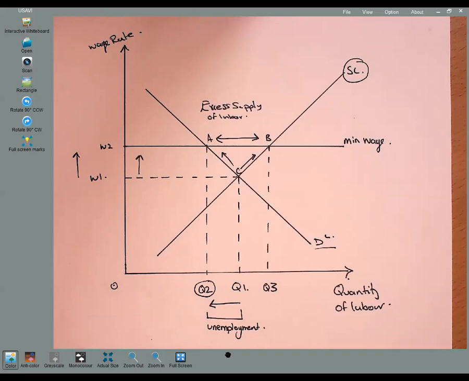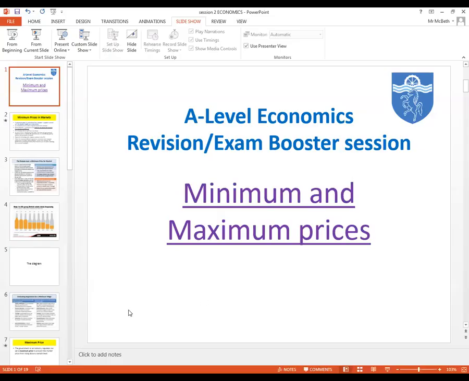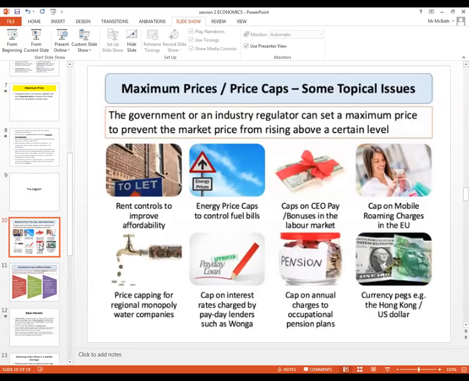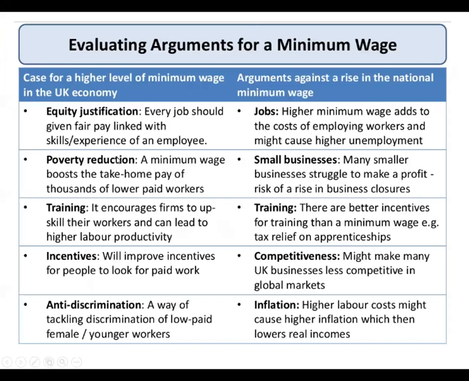So back again to my presentation. Some examples then of, or looking at, evaluating the national minimum wage. The case for a higher level of minimum wage in the UK, we're looking at equity justification.